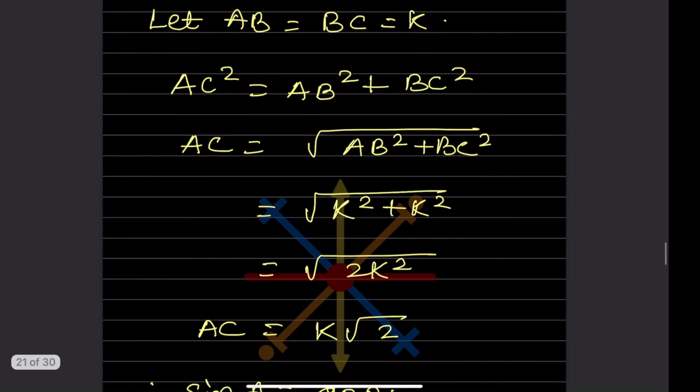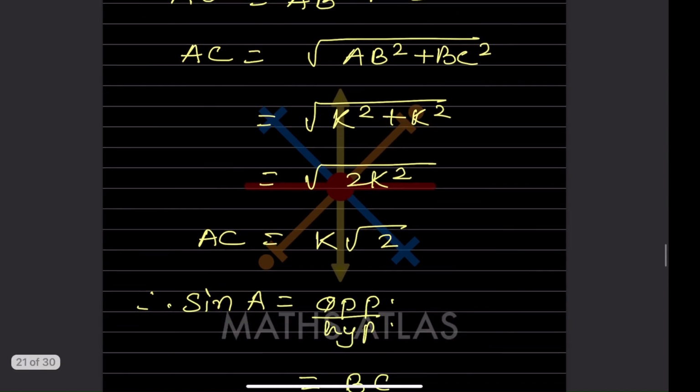So what will you get here? K square plus K square. There is also 1 over here, there is 1 over here. That is going to be 1 plus 1, that is 2K square. So now see here, this AC is the square root of 2K square. Root of K square is going to be K.